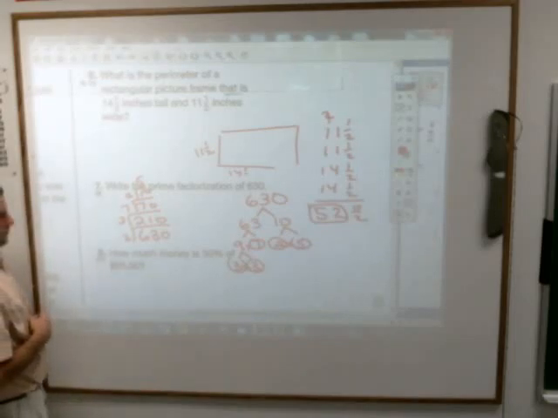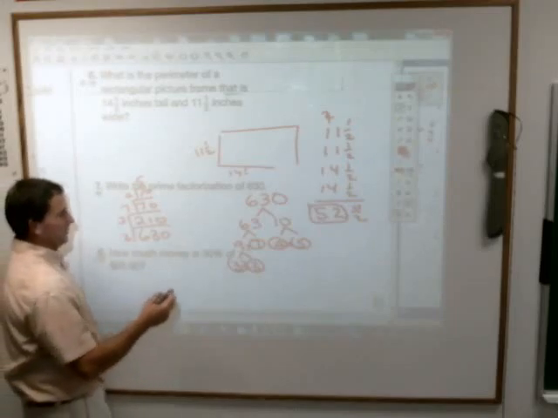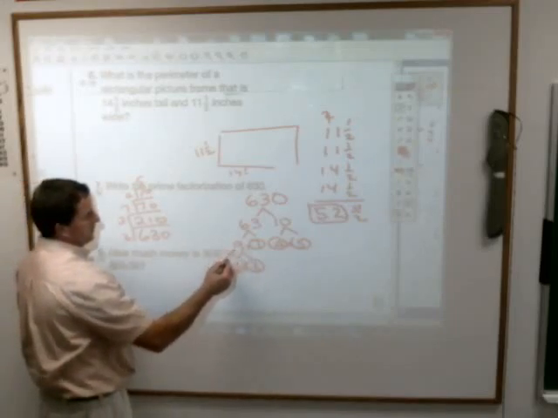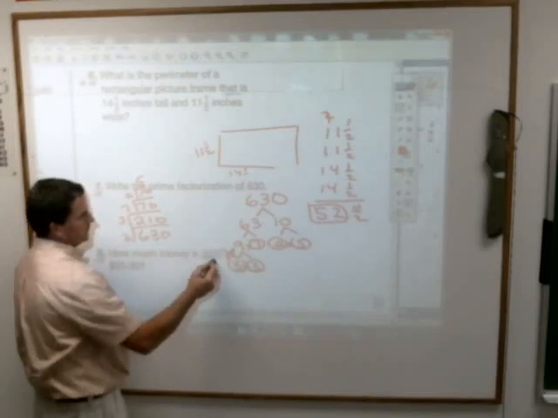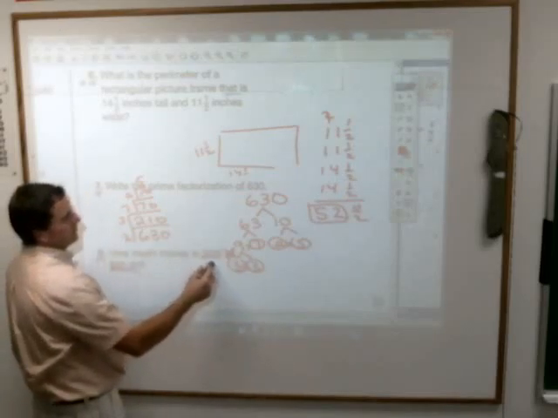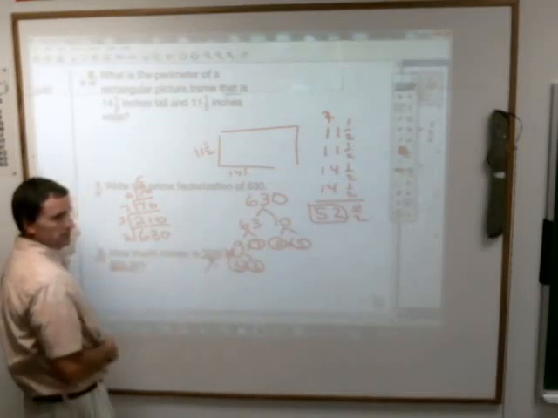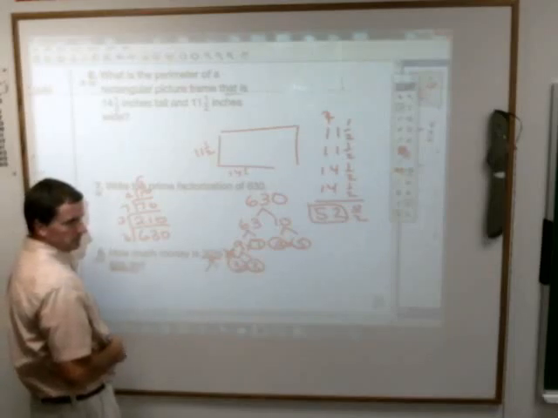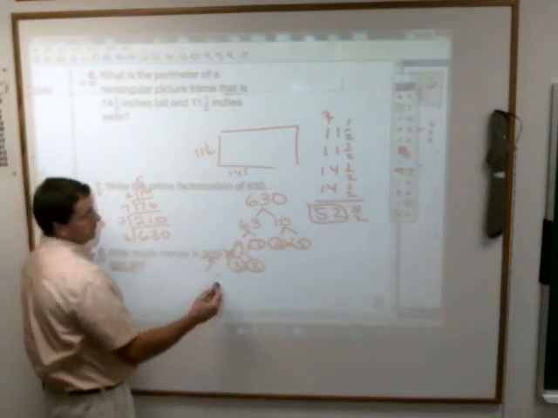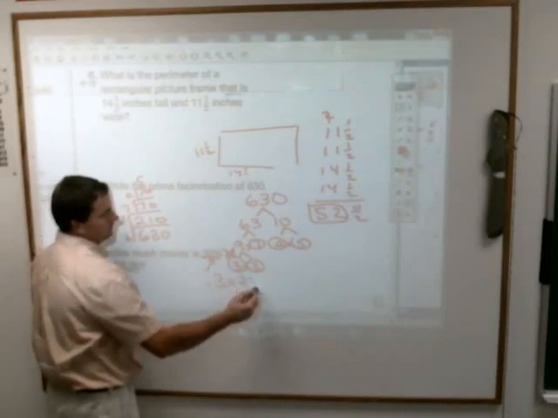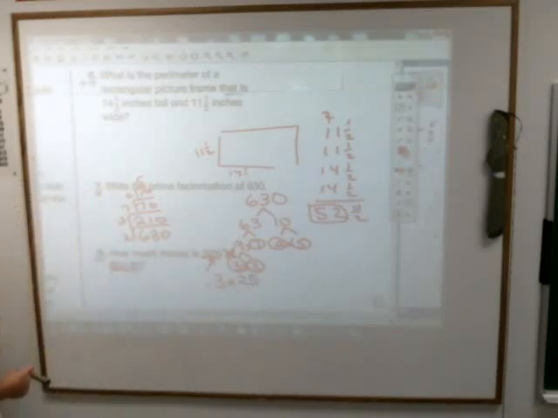Sounds to me like many of you had that issue. If you got problem number 8 wrong, this is just a multiplication problem. 30% times that. Change 30% to a decimal. What is the decimal for 30%? 0.3 times 25, which is $7.50, I believe.